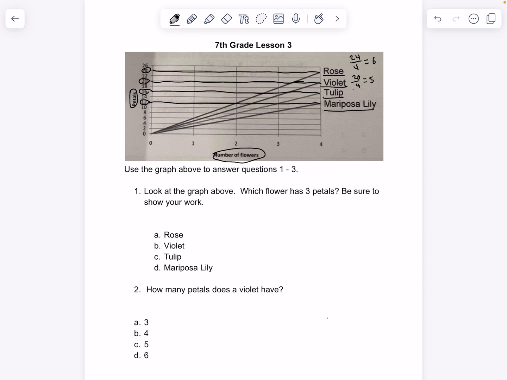For tulips, there are 16 petals, and there are 4 tulips. So 16 divided by 4 is 4. That would mean there are 4 petals per tulip. And for Mariposa lilies, there are 12 petals, and there are 4 flowers. So that will give us 3 petals per Mariposa lily, which is our answer because the question is asking which flower has 3 petals. So for number 1, our answer is D, Mariposa lily.